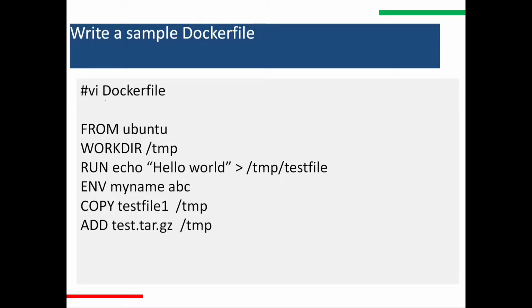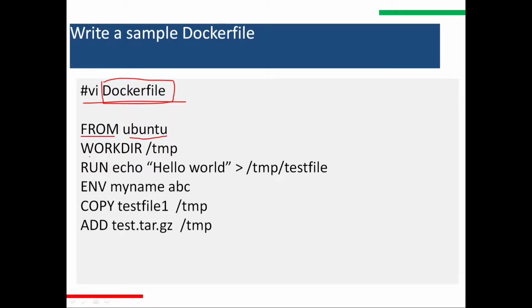So in order to write the sample Dockerfile, go to the vi editor: vi Dockerfile. This name should be the same, you can't change it. So D should be capital and the remaining letters small. Specify the components, whichever components you want, here. For example, FROM must be the first component, as I told: from which base image are you creating? FROM Ubuntu.